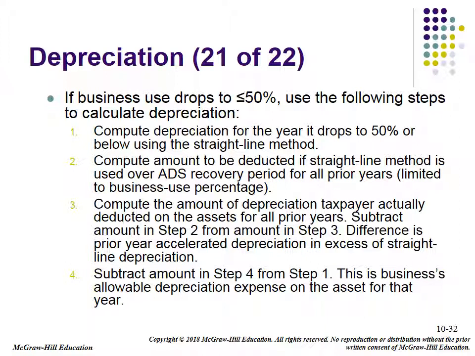The final slide on the listed property area goes through the steps that we just looked at in that example. If business use drops to 50% or below, use the following calculations. Those are the 4 steps we just talked about. So once again, go through the examples. If you have any questions, let me know.